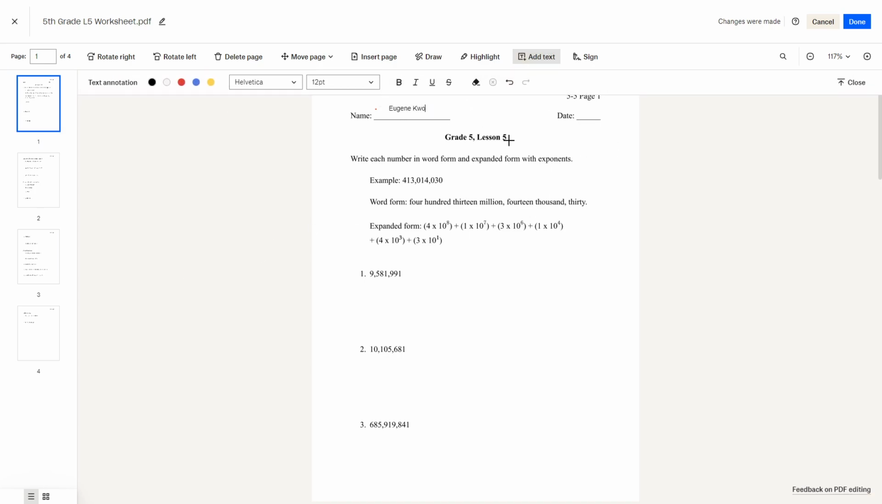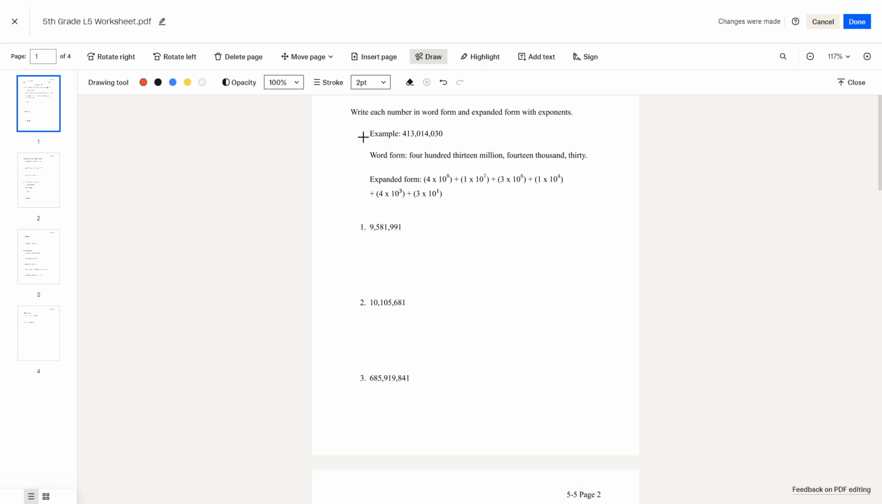So let's begin. Here at the top, and then we can start. Write each number in word form and expanded form with exponents. Example, 413,014,030. As you can see, it's written in word form here, and expanded form, 10 to the 8th, 10 to the 7th, 10 to the 6th, 10 to the 4th, etc., etc., etc.